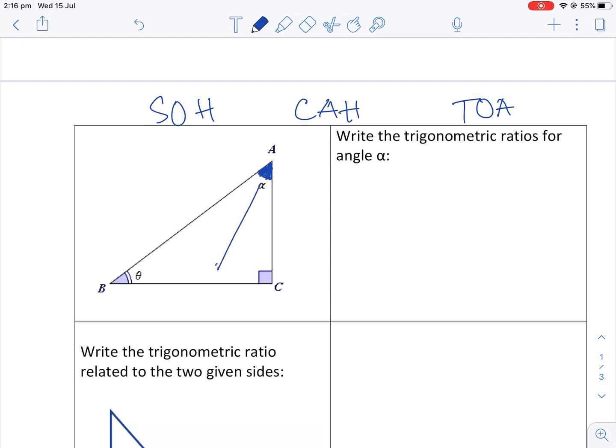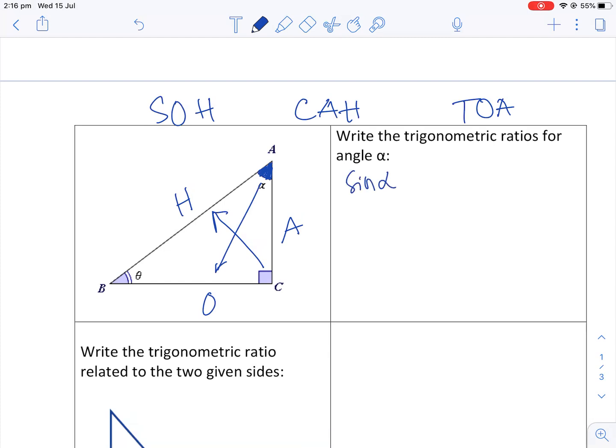All right. So the one that is opposite alpha is O, opposite. The one that is opposite the right angle is the hypotenuse, H, and the remaining one is A. Now, we're going to write the three trigonometric ratios for this triangle.